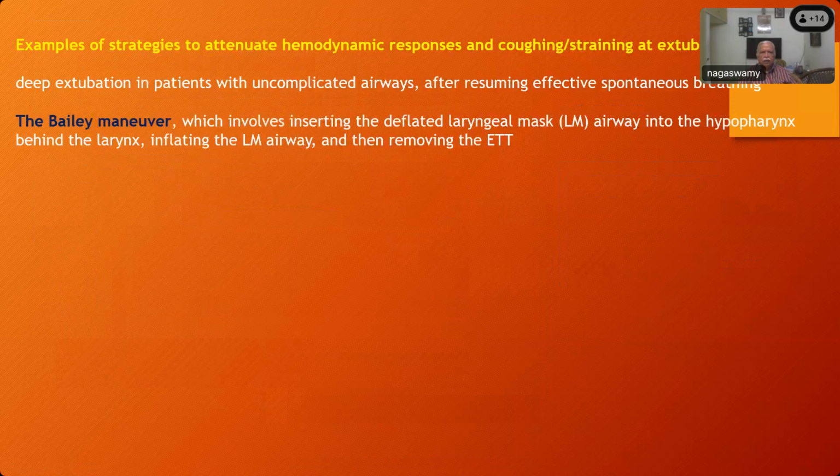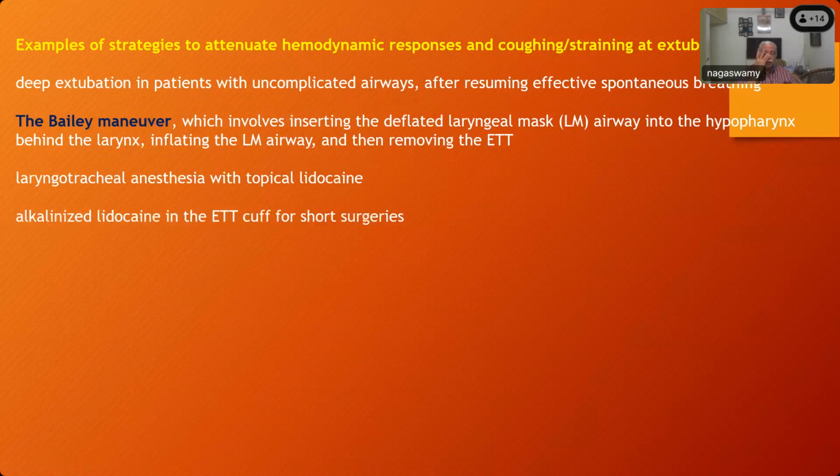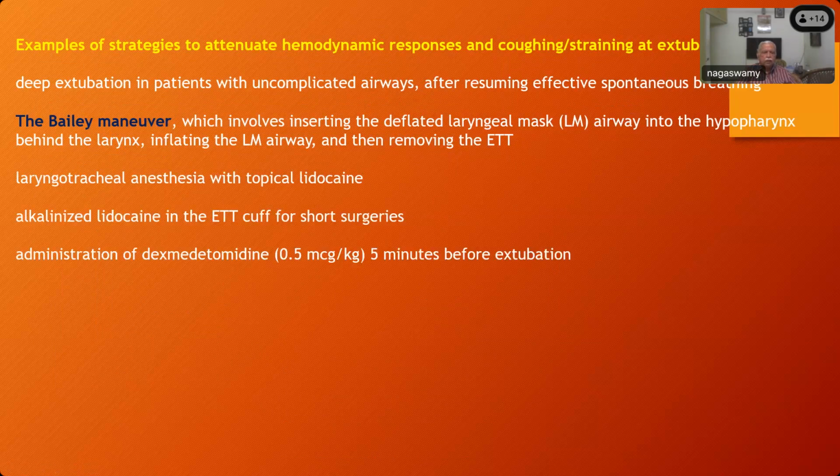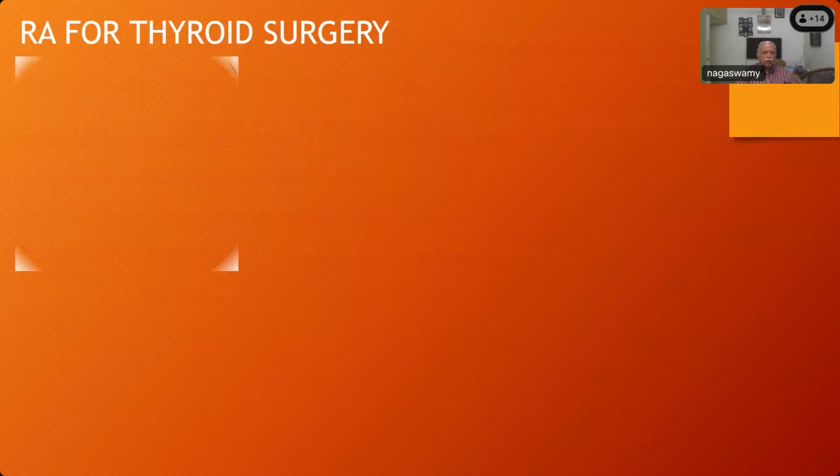For the hemodynamic response of coughing and straining on extubation, you can do either a deep extubation in an uncomplicated airway, or you can do the Bailey maneuver, where you introduce an LMA behind the tube, then deflate and remove the endotracheal tube and ventilate the patient with the LMA. Then laryngotracheal anesthesia with topical lidocaine, or you can inject alkalinized lidocaine into the cuff for short procedures, or you can give dexmedetomidine 0.5 microgram before extubation, or low-dose remifentanil.